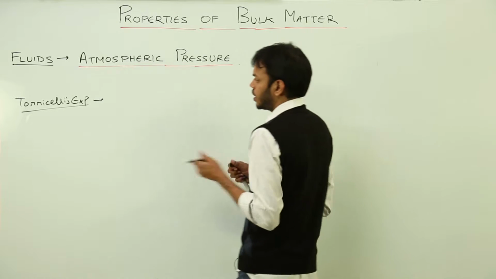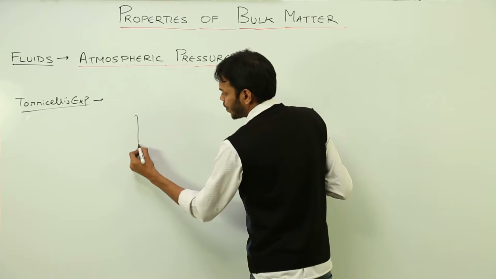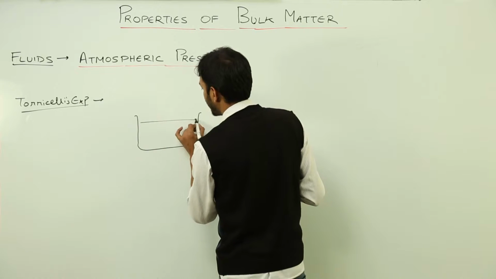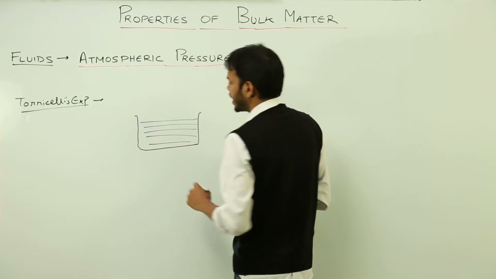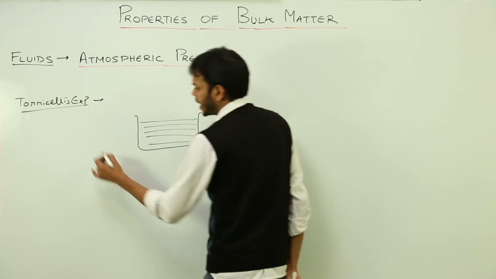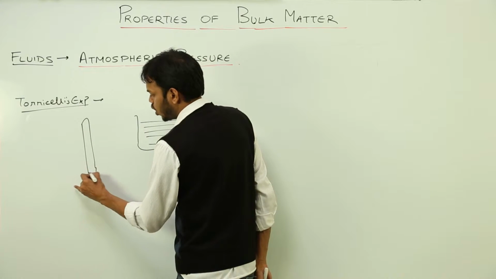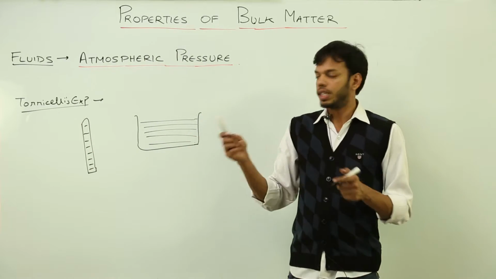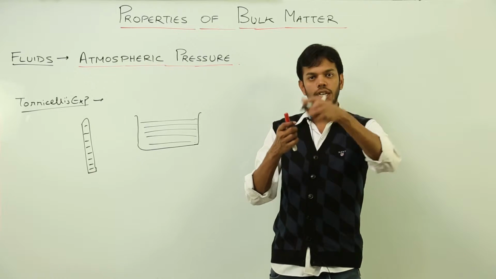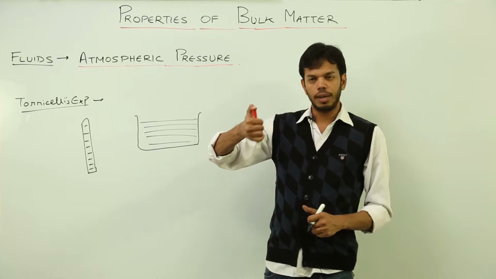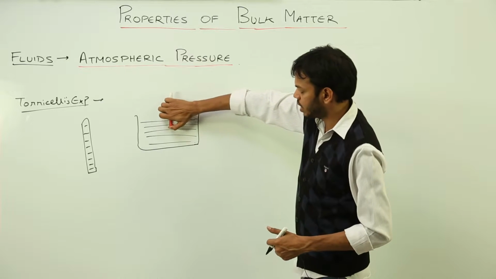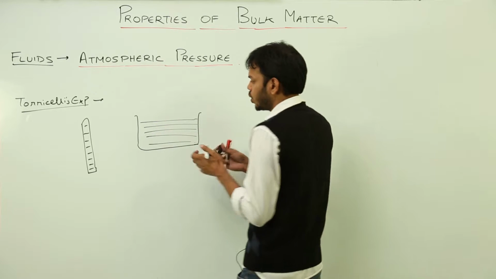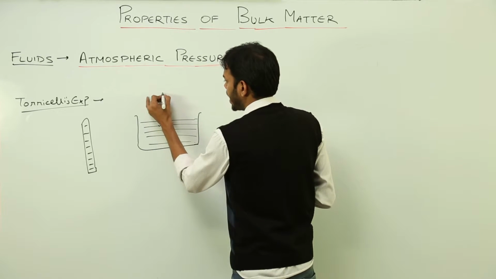Now, how was the experiment performed? A beaker is completely filled with mercury. There is also a tube, which is entirely filled with mercury too. Suppose this is the beaker and this is the tube. I filled the tube completely with mercury, closed it, dipped it inside the mercury beaker, and removed the thumb. Now the mercury-filled tube stands like this.